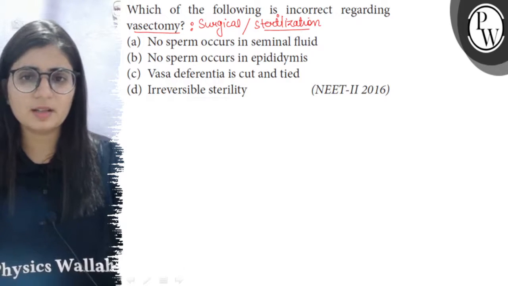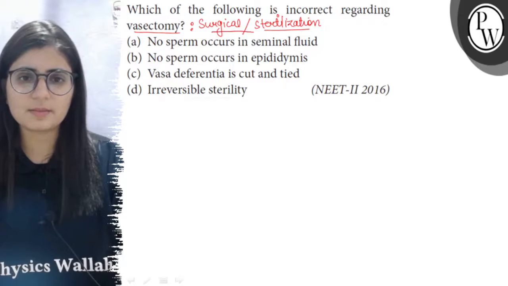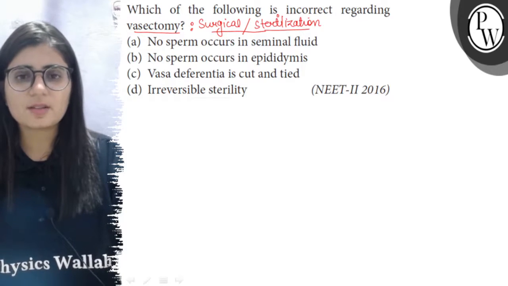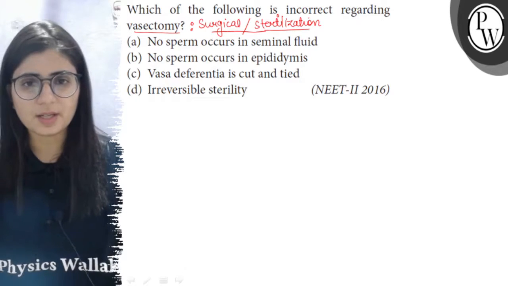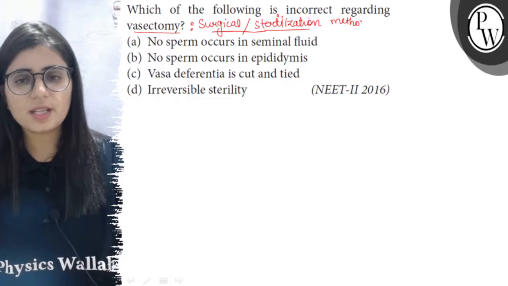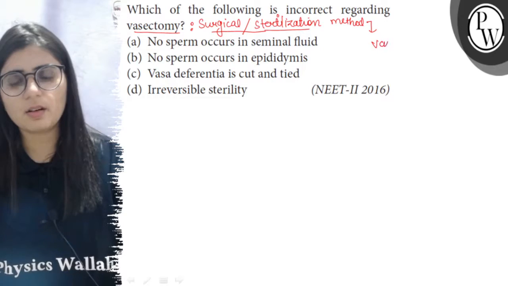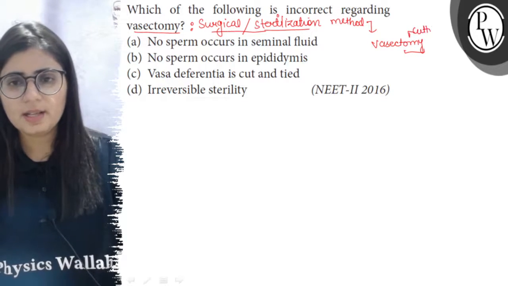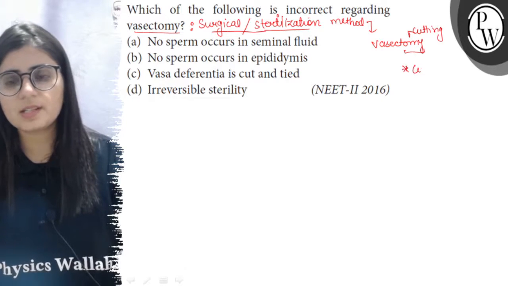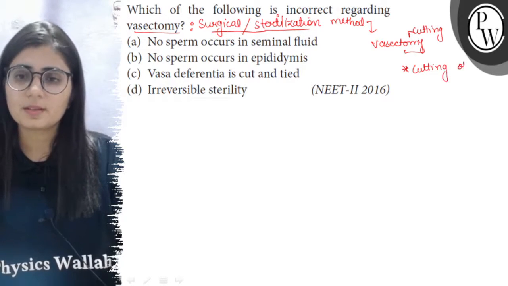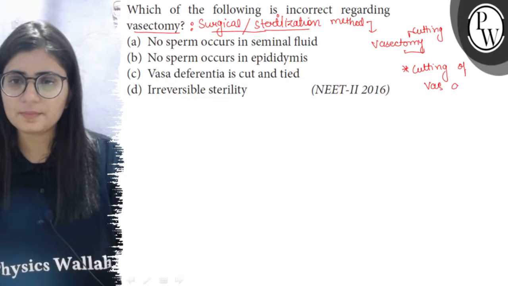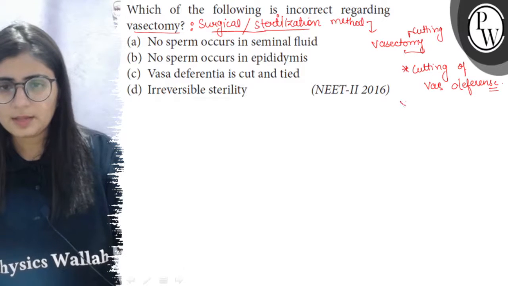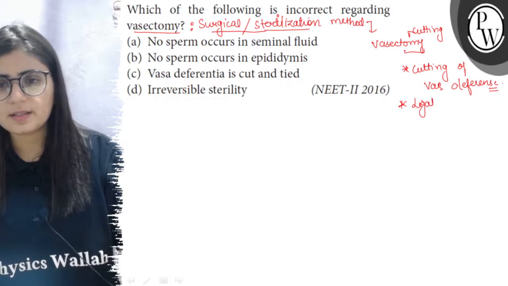So male or the female which undergo these methods of contraception, there are no chances of having a baby in future, so they become sterile. So in case of male, the sterilization method is called vasectomy, and the word tomy means cutting. So it involves the cutting. First is cutting of vas deferens. Vas deferens are the sperm ducts which carry sperm, and then ligating the ends.